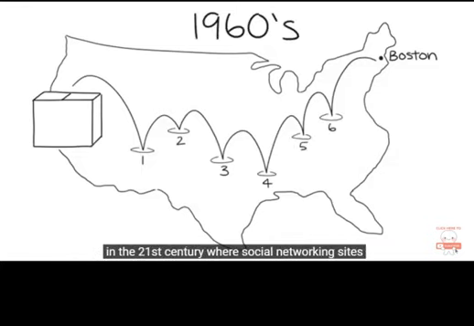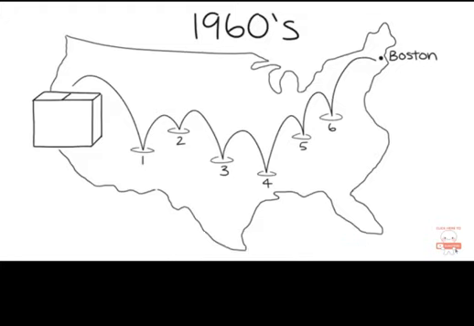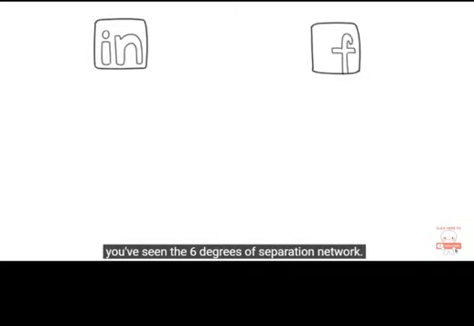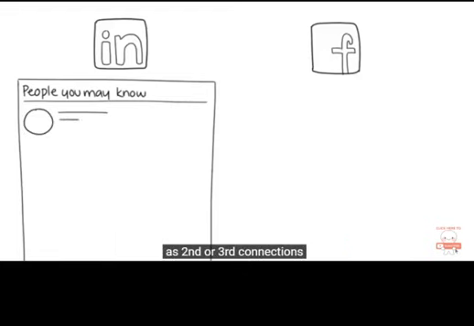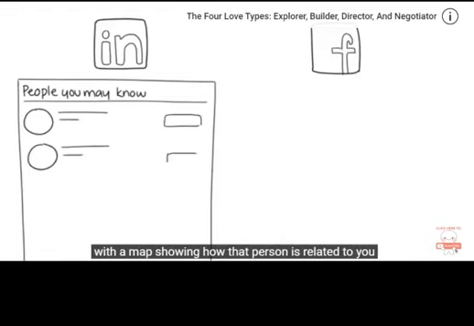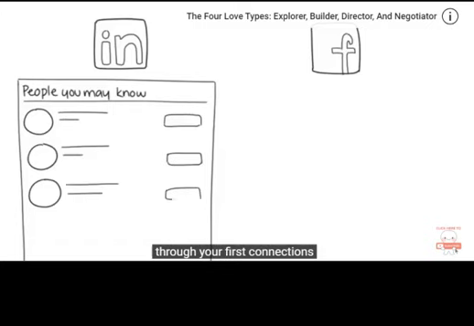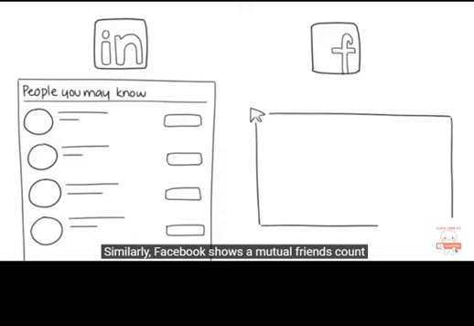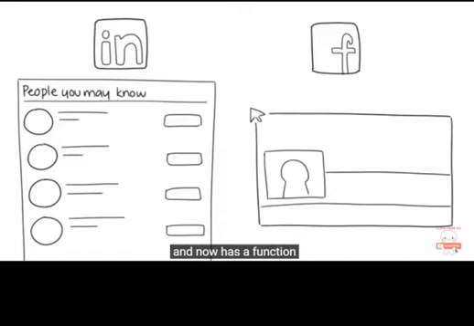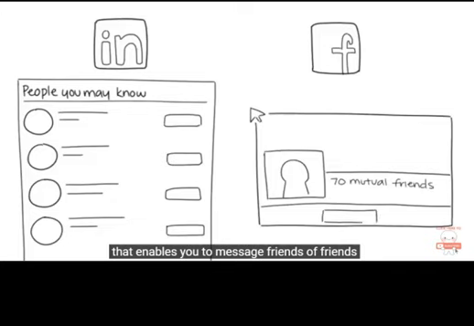But what about now, in the 21st century, where social networking sites dominate the internet? If you use LinkedIn or Facebook, you've seen the 6 degrees of separation at work. LinkedIn uses a connection system where individual profiles in the People You May Know section are labeled as second or third connections, with a map showing how that person is related to you through your first connections, who are acquaintances already on your friends list. Similarly, Facebook shows a mutual friends count and now has a function that enables you to message friends of friends, if enough shared contacts exist.